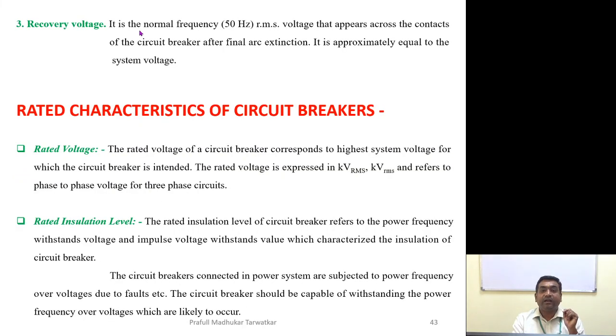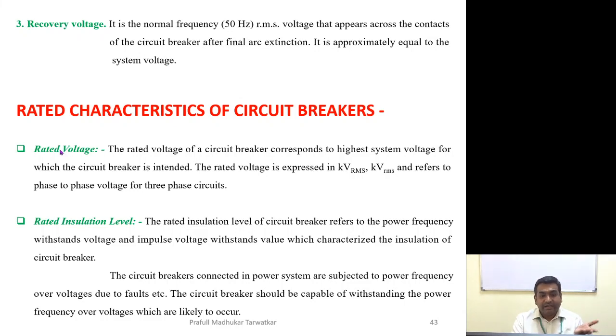Now third is the recovery voltage. It is the normal frequency RMS voltage that appears across the contacts of the circuit breaker after final arc extinction. It is approximately equal to the system voltage. So when the arc is extinguished, normal system voltage is recovered or restored between the contacts. This is called the recovery voltage.